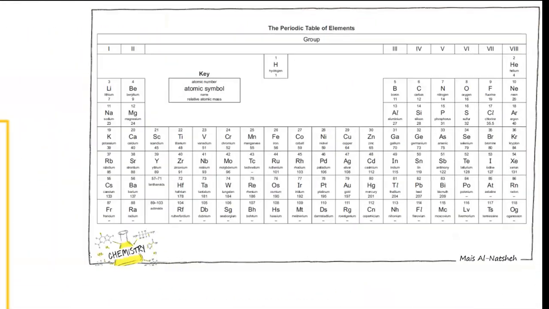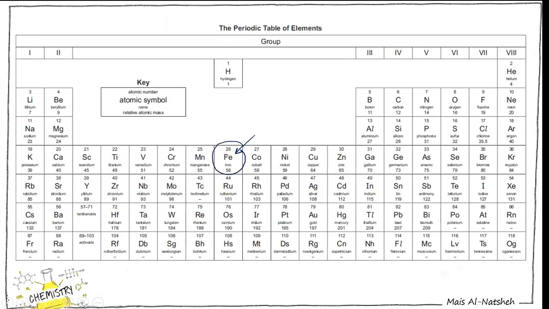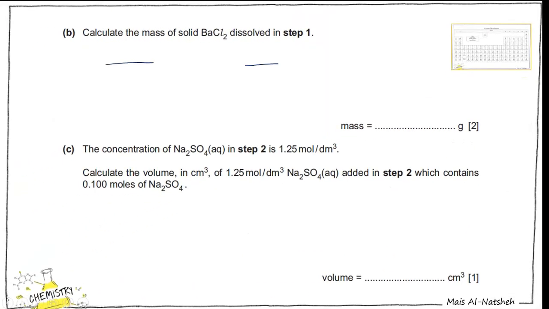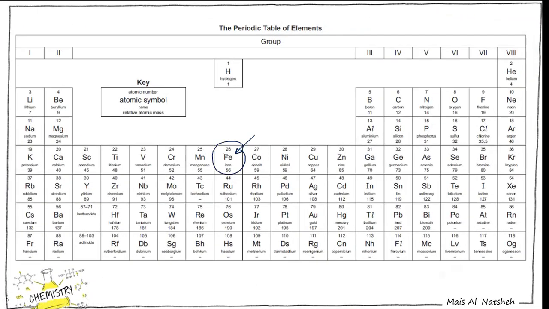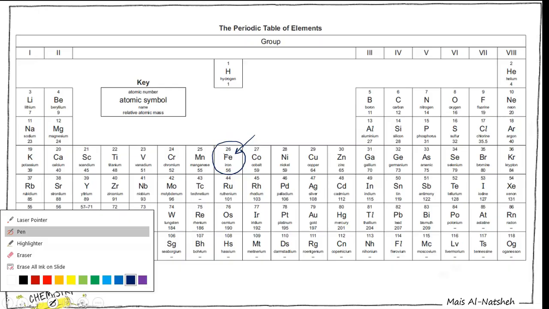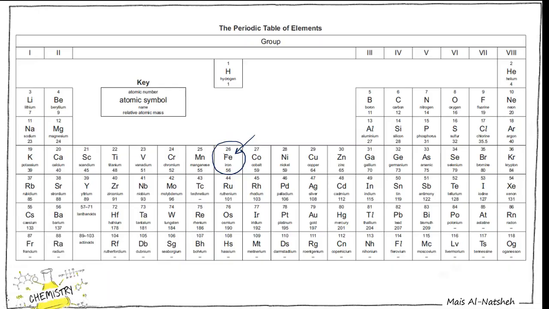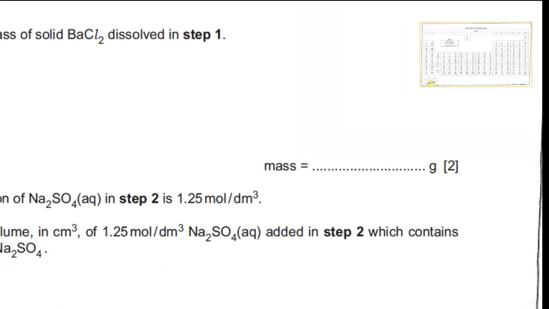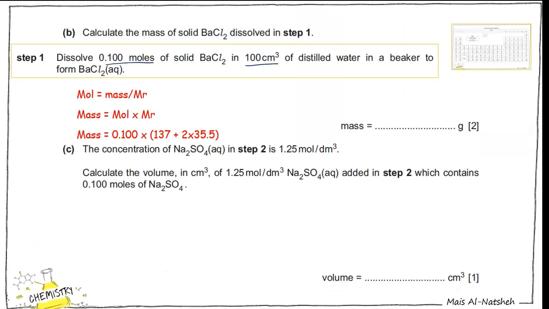We go to the periodic table and look for the relative atomic masses for barium, as we see here, which is 137, and for chlorine, which is 35.5. So 137 for barium, 35.5 for chlorine. Go back and do the calculations. You will find that the molar mass for barium chloride is 208. So by calculation, we find the mass equals 20.8 grams.